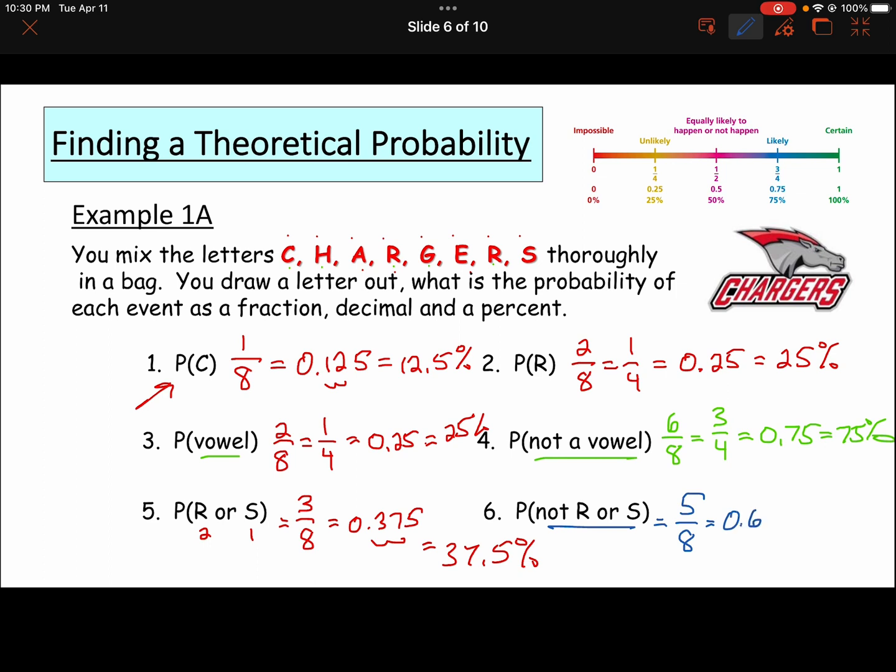And if we divide, we get 0.625 using that calculator, and you get 62.5%. Once again, if you were to put those two together, it's going to add up to 100%, because you're either going to get one of those two things 100% of the time.